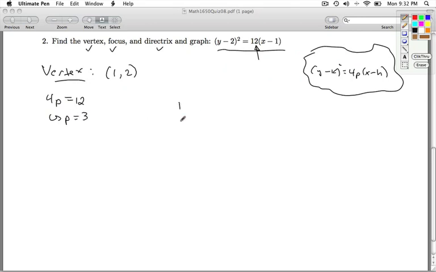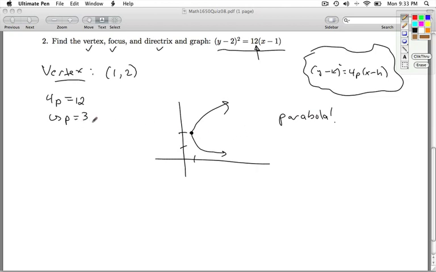So I'm going to rush off to the graph now. (1, 2), that's where the vertex is. Since the y is squared and the p is positive, the y squared means it's going to open either left or right. P is positive means it's going to open to the right. So I can start, looks like that. It's a parabola. Doesn't quite look it, but that's what it is.